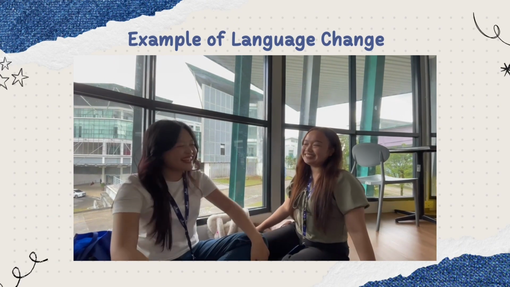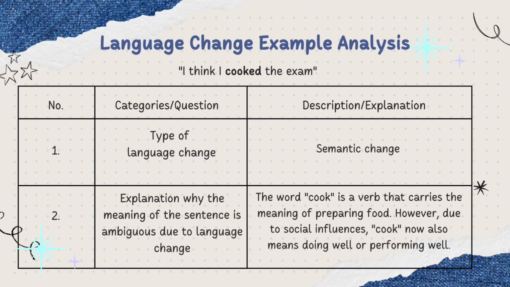Oh, really? The sentence, I think I cooked the exam, went through a language change process, which is semantic change. The word cook is a verb that carries the meaning of preparing food. However, due to social influences, cook now also means doing well or performing well.